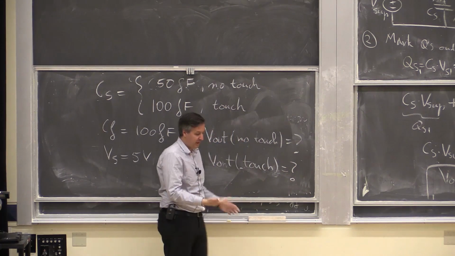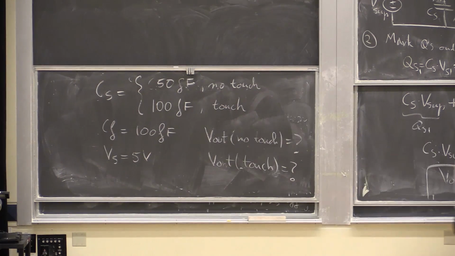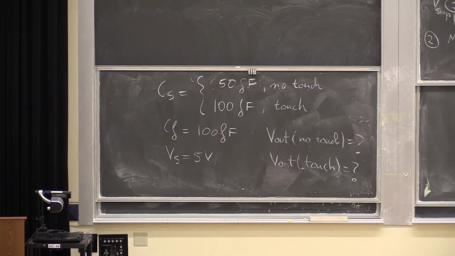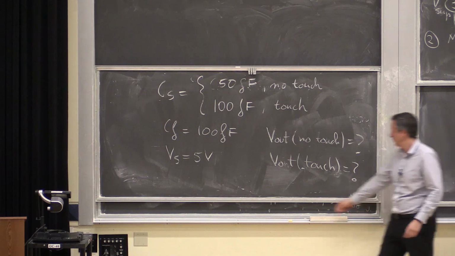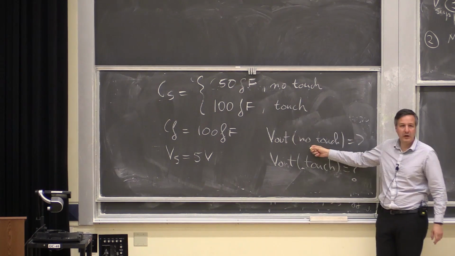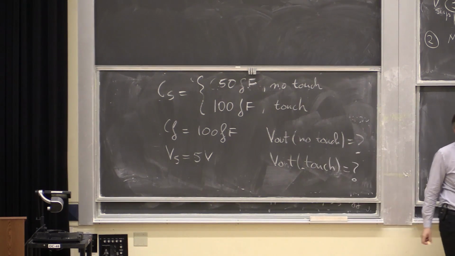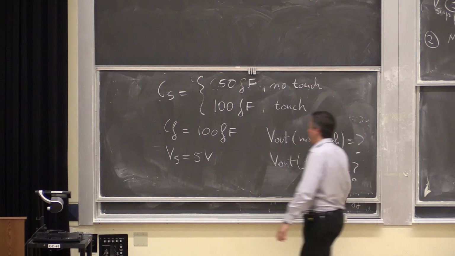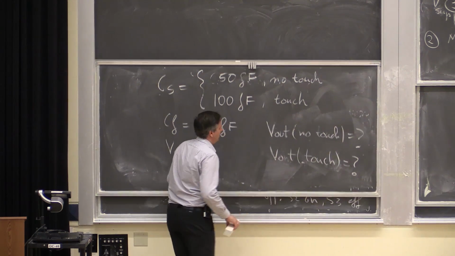Okay, so why don't you take a minute and try to figure it out. Okay, any volunteers? What is the no touch value? 5? Okay. So let's just spell it out a little bit.